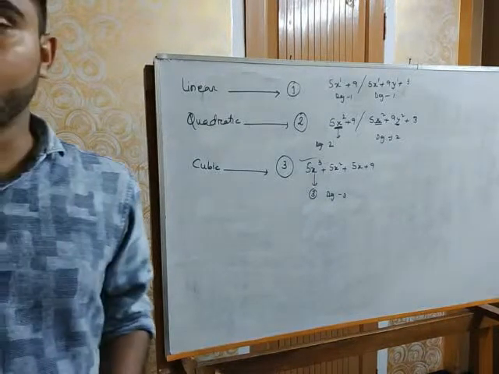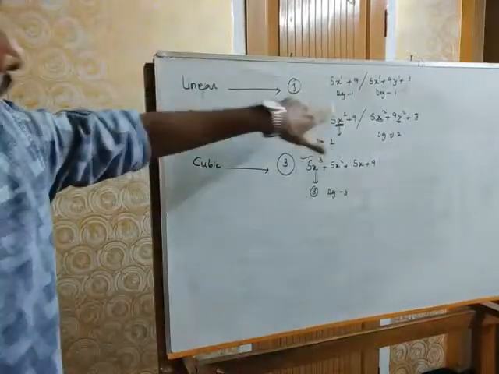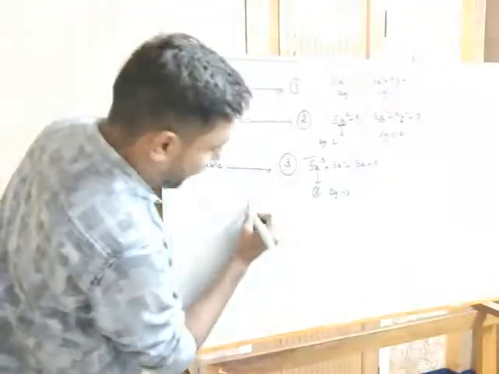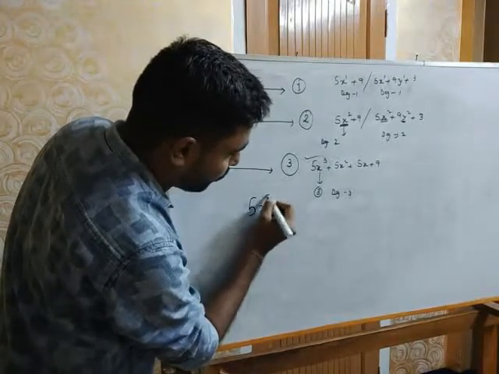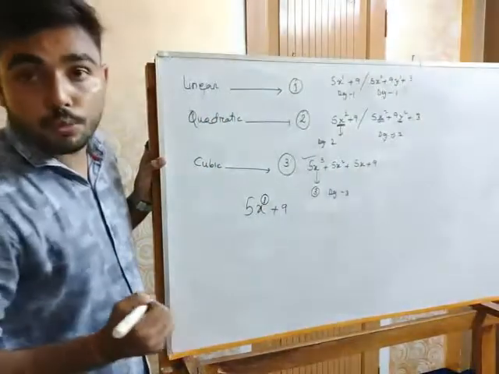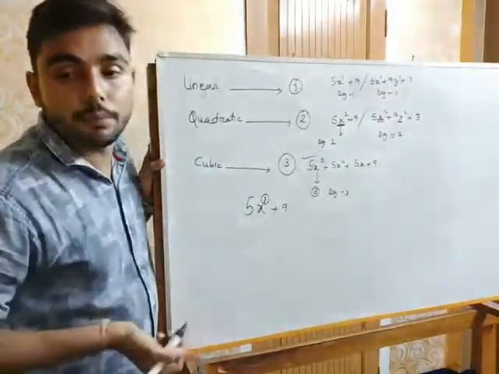Linear polynomial. So what will the degree of a linear polynomial be? It will be 1, you can see here. 5x plus 9: the power of x is 1, isn't it? So those polynomials where the power of the variable is 1 will be called linear polynomials.